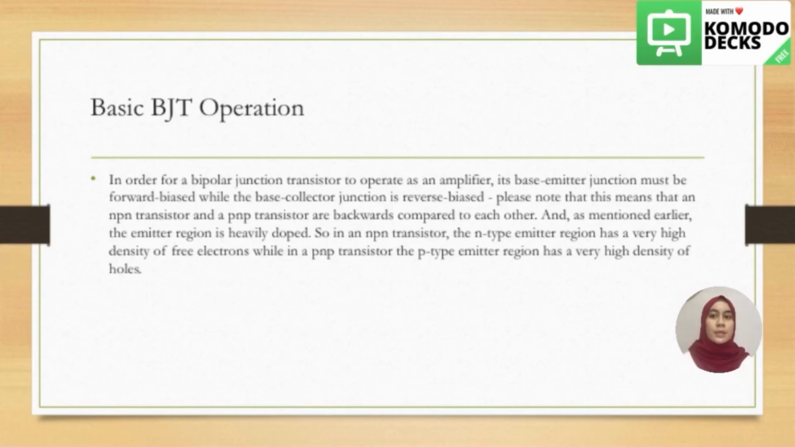And as mentioned earlier, the emitter region is heavily doped. So in an NPN transistor, the N-type emitter region has a very high density of free electrons, while in a PNP transistor, the P-type emitter region has a high density of holes.